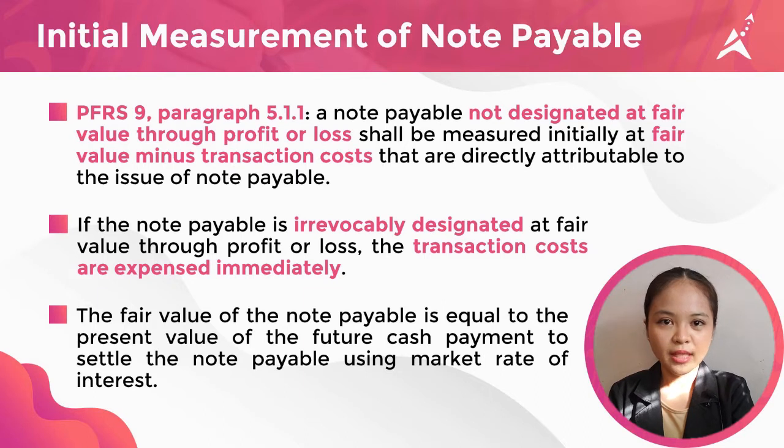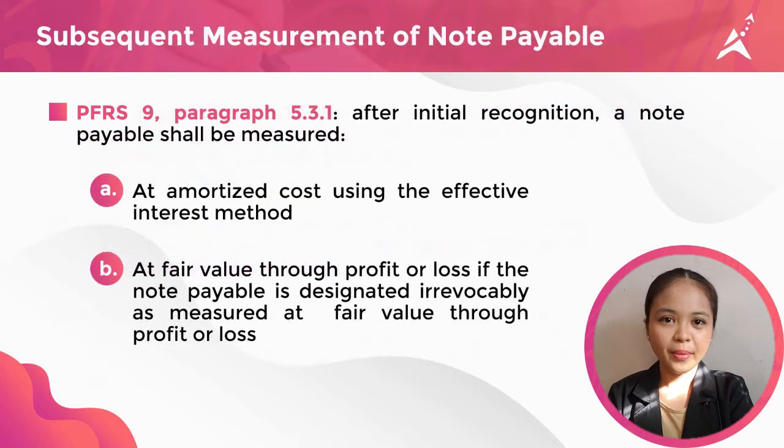After initial recognition, as stated in PFRS 9, paragraph 5.3.1, a note payable shall be measured A. at amortized cost using the effective interest method, and B. if the note payable is designated irrevocably at fair value through profit or loss, then it is measured at fair value through profit or loss.